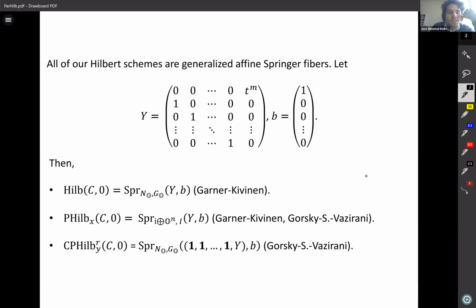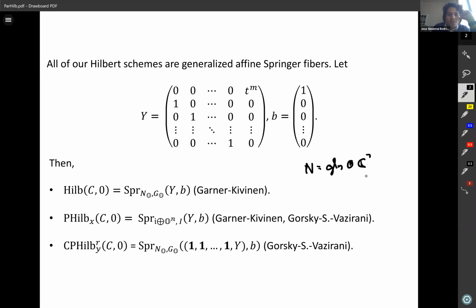So the Hilbert scheme, by a theorem of Gardner and Kivinen, is the Springer fiber for this element, which is again in N. But here again, N is GL_N plus C^N. The parabolic Hilbert scheme is this generalized affine Springer fiber when I take a parabolic subgroup into account.